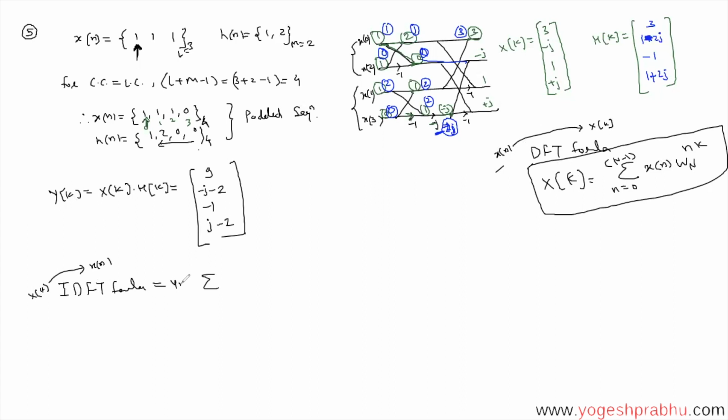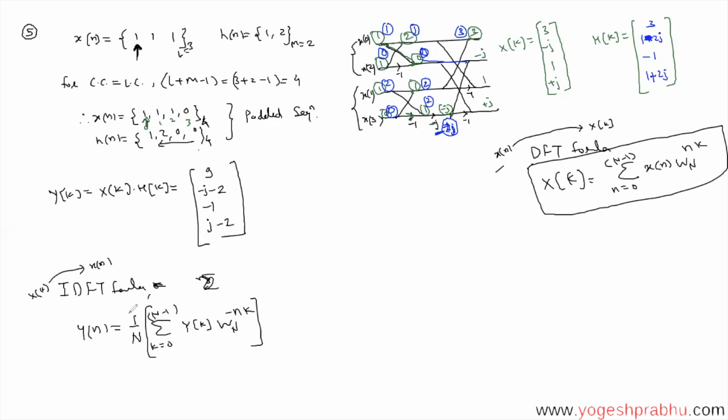So the IDFT formula is going to be y[n] equals the sum, for k going from 0 to N minus 1, of Y[k] times W_N raised to negative nk. And there is one more point to be noted: there will be 1 by N outside. We're going to use this formula to find the final answer.